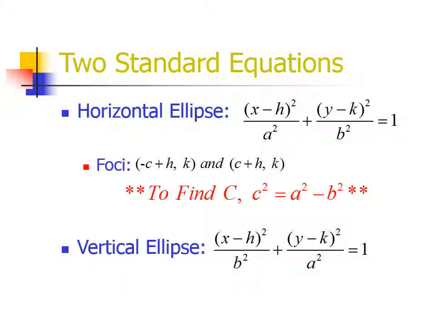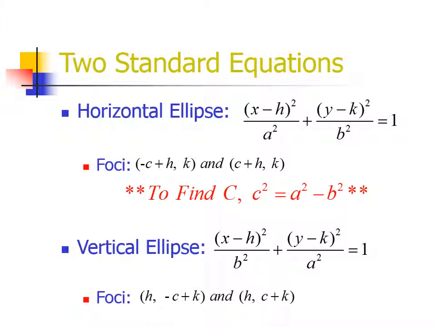Likewise, you have your formula for the vertical ellipse. What I'd like for you to notice is the difference between where a and b are located. a squared will always be located underneath the variable on which the major axis is located. So for example here, a squared is under the x variable. That means that the major axis is horizontal. In this equation at the bottom, a squared is found as the denominator underneath the y variable, which says that the major axis is vertical.